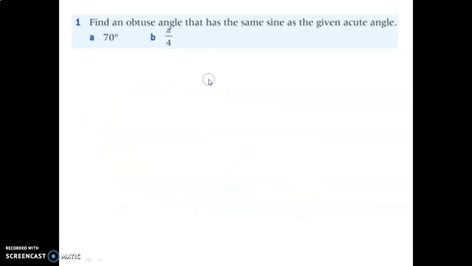Now let's use that idea and go a little further. It says find the obtuse angle that has the same sine as the given acute angle. So imagine you have an angle of 70, so draw your circle. Try to draw this on your page. It's important to draw the unit circle every time.